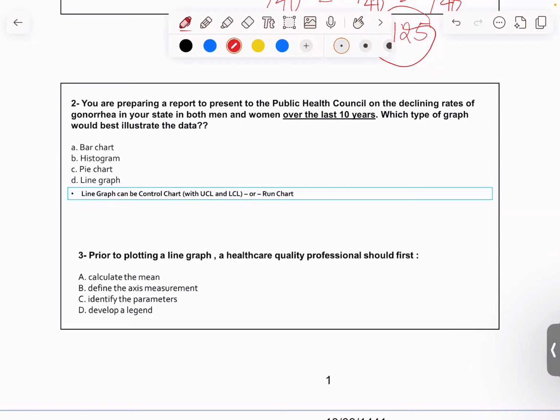What's the answer here? What's the answer? You are preparing a report, huh? Line graph? Yes, that's the correct answer.